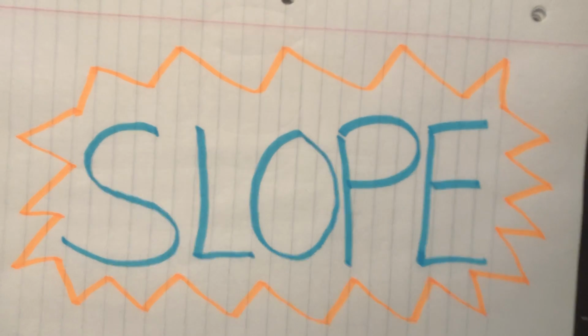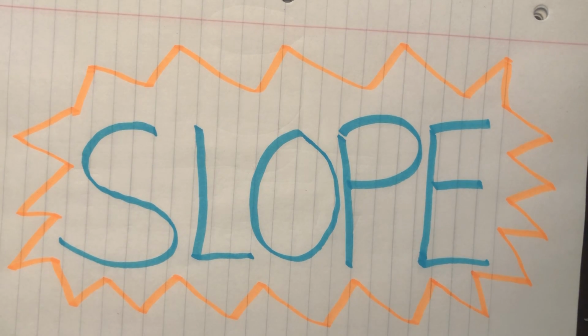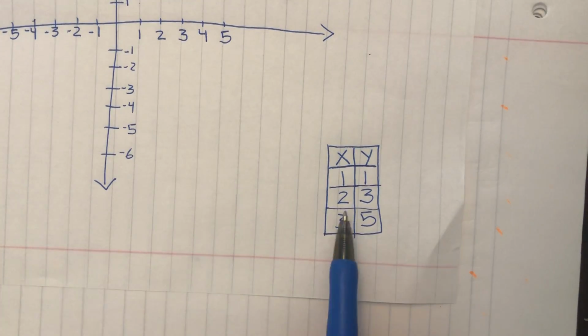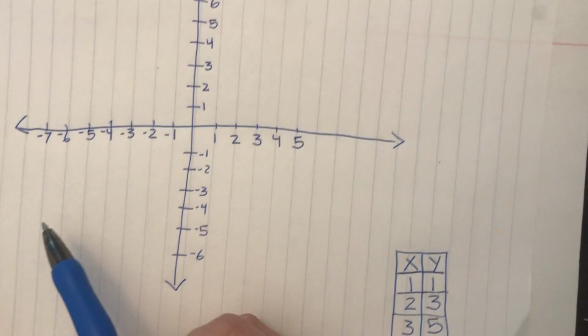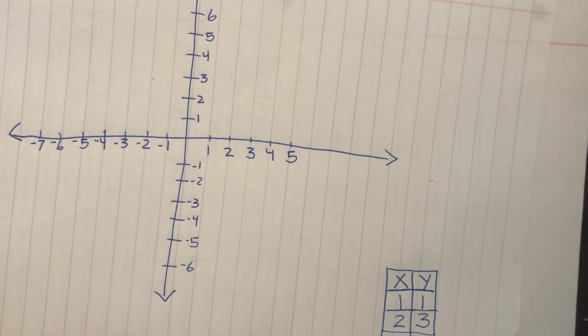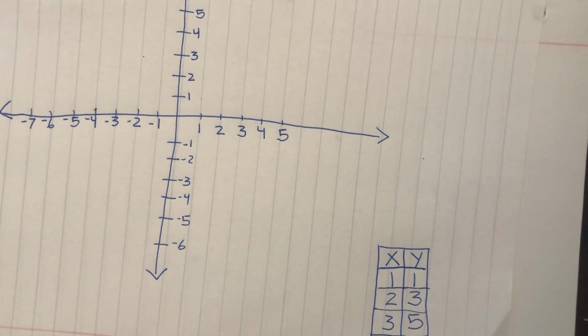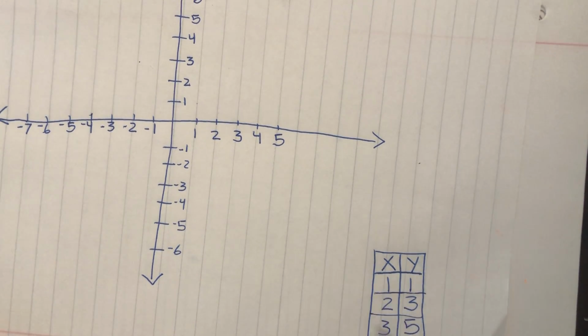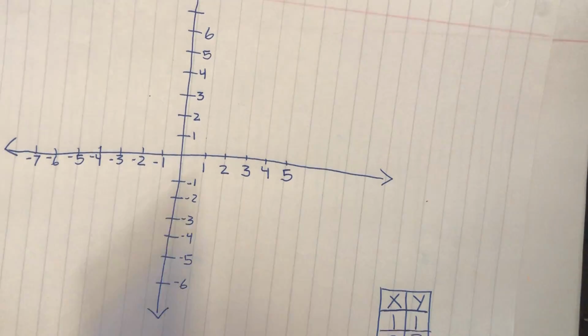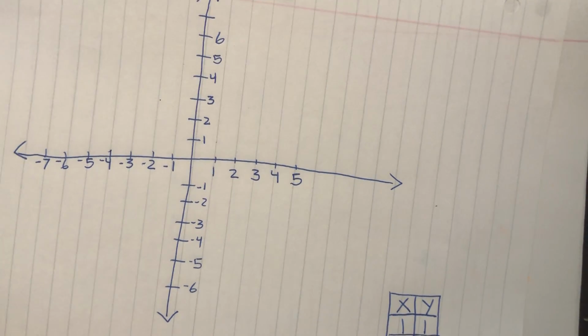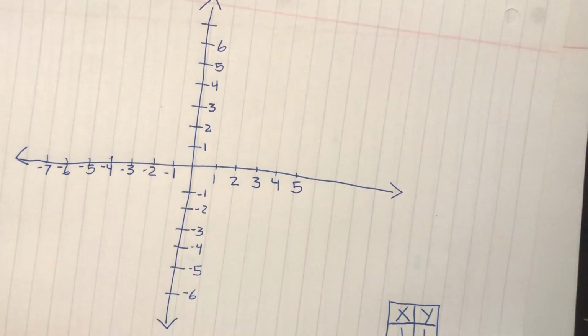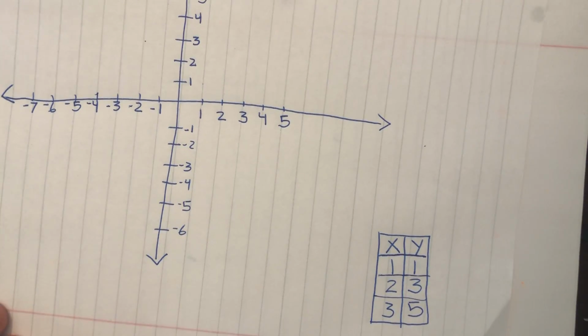Hey guys, welcome back. Today we're going to talk about how to find the slope from a table. So I just want to go over that when you are given a table, these are points that are actually on a graph. You just don't have the graph as a visual. So you could take the points from your table and plot them on a graph and then find the slope that way, but you're not always going to have a graph to be able to do that.